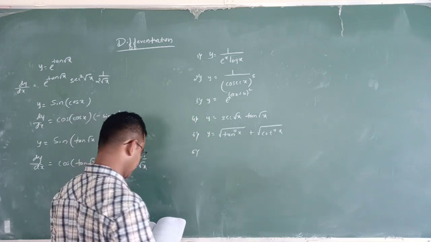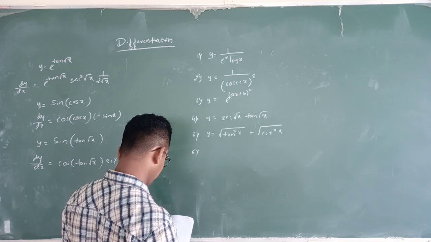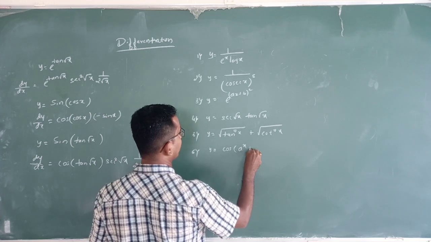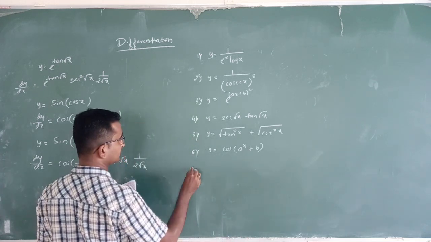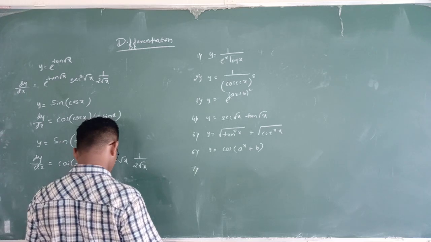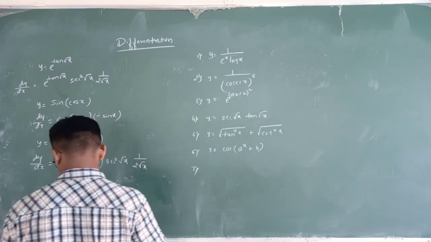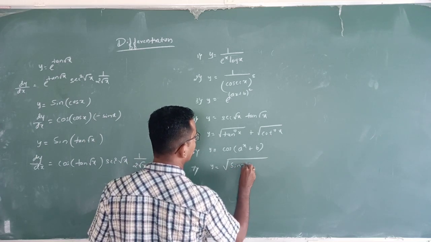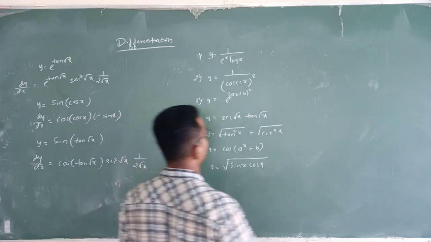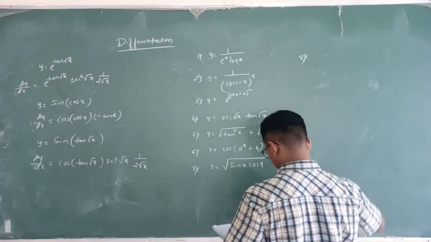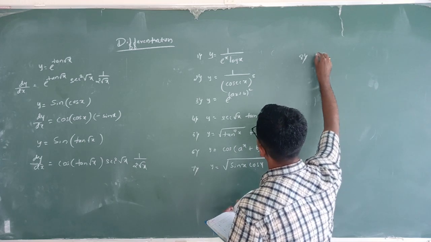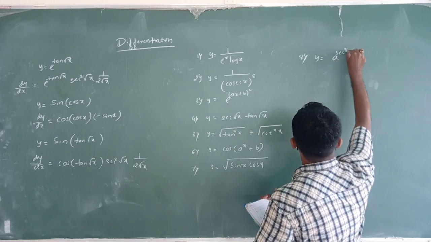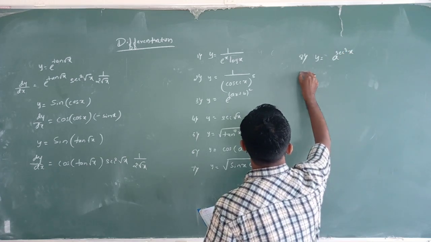Sixth one, y equal to cos of a raised to x plus b. Seventh one, y equal to whole root of sin x into cos x. Eighth one. So I will give 10 examples as your homework. Y equal to a raised to sec cube x. Ninth one.